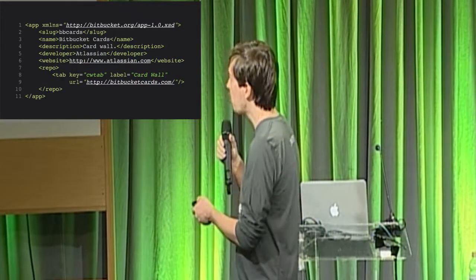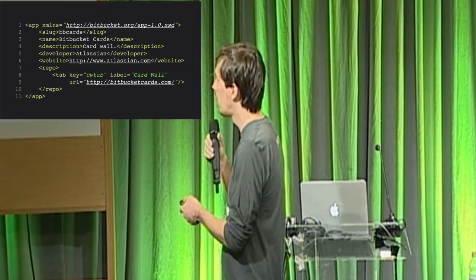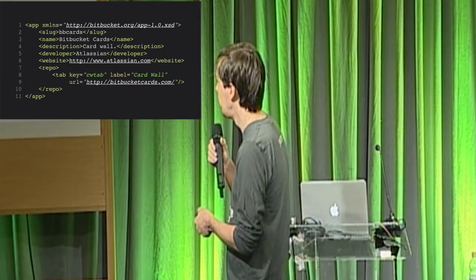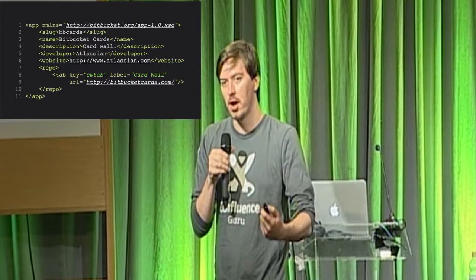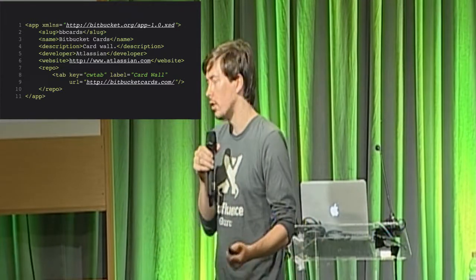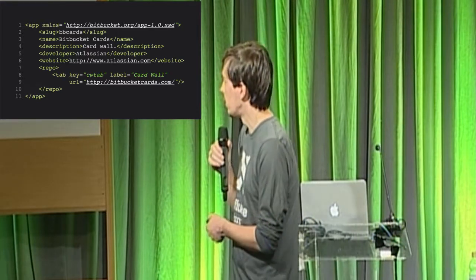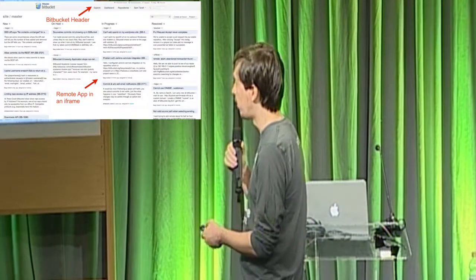So this is in its current state. You define your plugin with an XML descriptor, and you give it all the standard info you'd expect, your name, developer, and then you provide a point where you want your plugin to work. So we want to see a link to a card wall in the repo tab, and we want it to render content in an iframe from bitbucketcards.com. So this would basically stick my app inside Bitbucket.